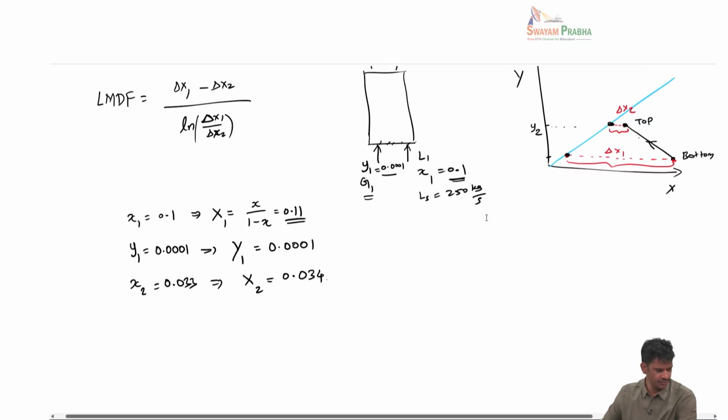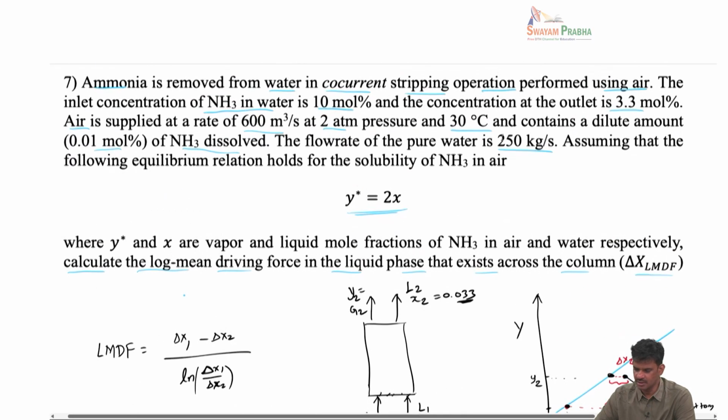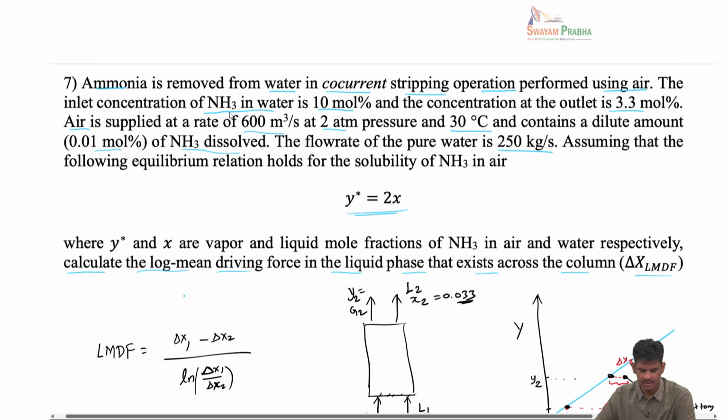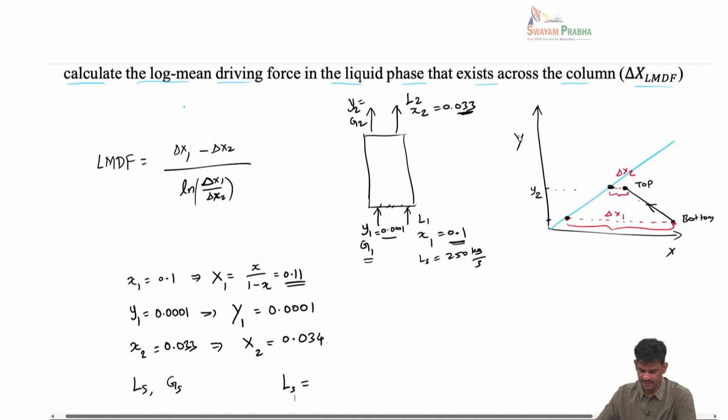The next step is to find LS and GS, so that we can find the operating line. As far as LS is concerned, LS is mentioned in the problem. The flow rate of pure water is 250 kilograms per second.